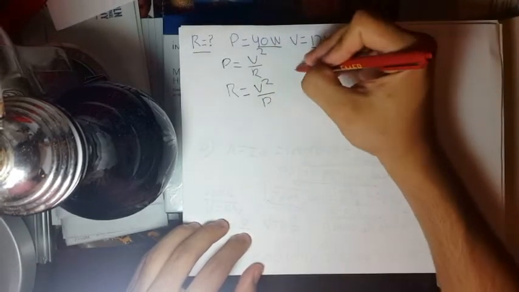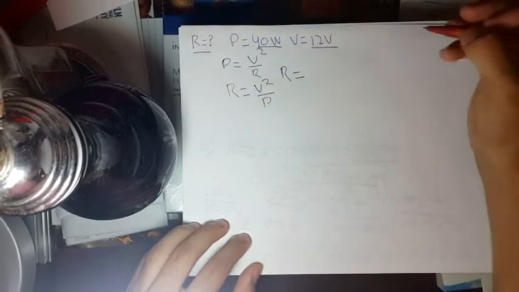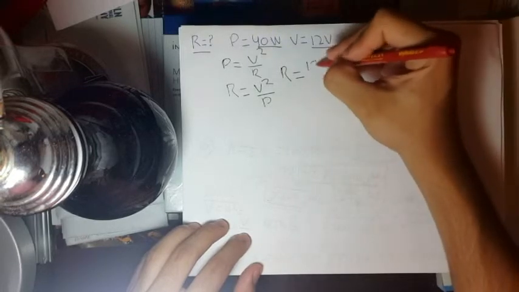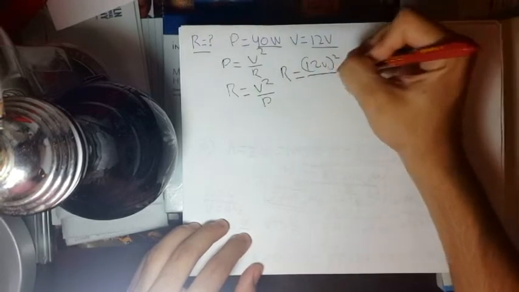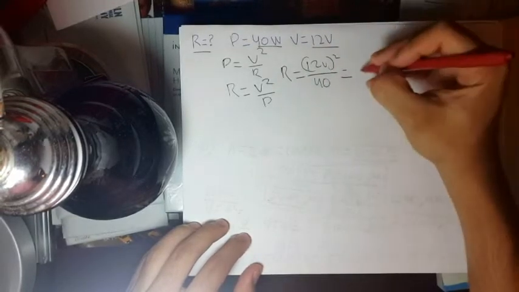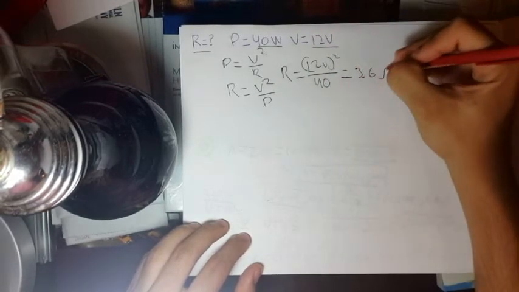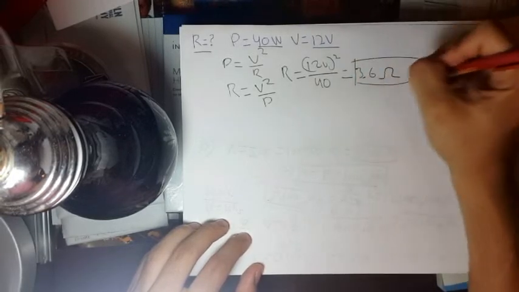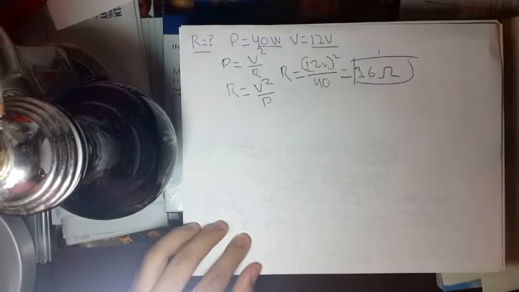And therefore, just plugging in the values that they gave us, we're going to find that resistance is going to be equal to 12 volts squared over 40. And this is just going to be equal to 3.6 ohms. And like that, we're going to find the resistance.